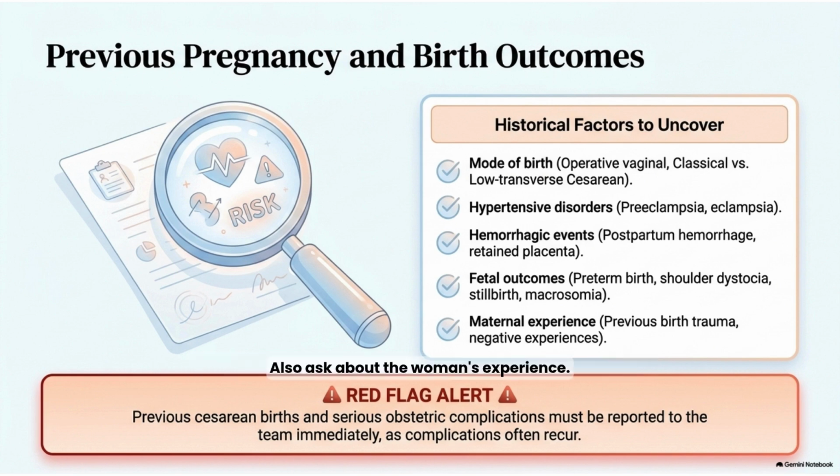Also ask about the woman's experience. A previous traumatic or negative birth can affect fear, trust, pain coping, and preferences during the present labor. Previous cesarean birth and serious obstetric complications must be reported promptly because they may change monitoring and birth planning. Next, review what has happened during the current pregnancy.